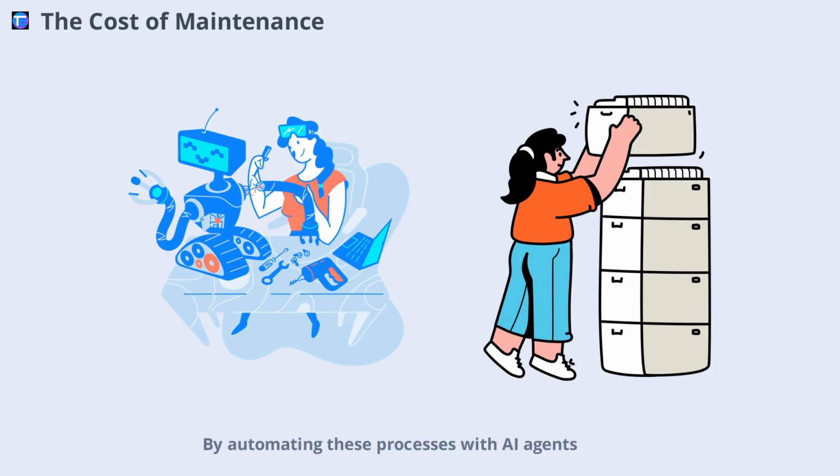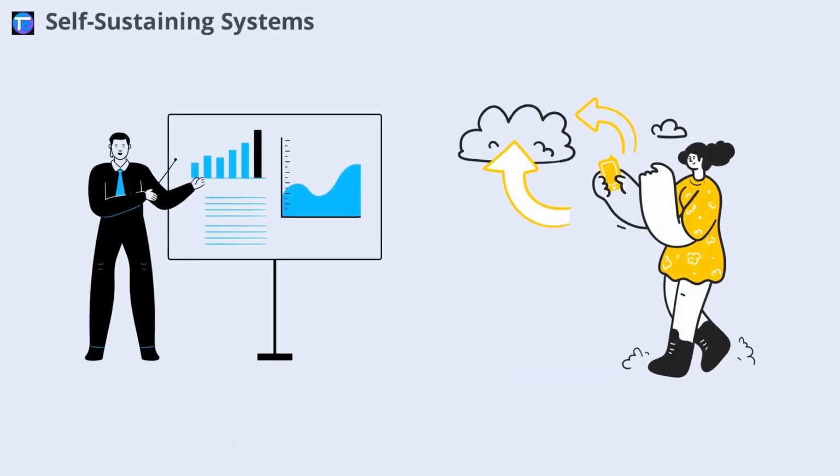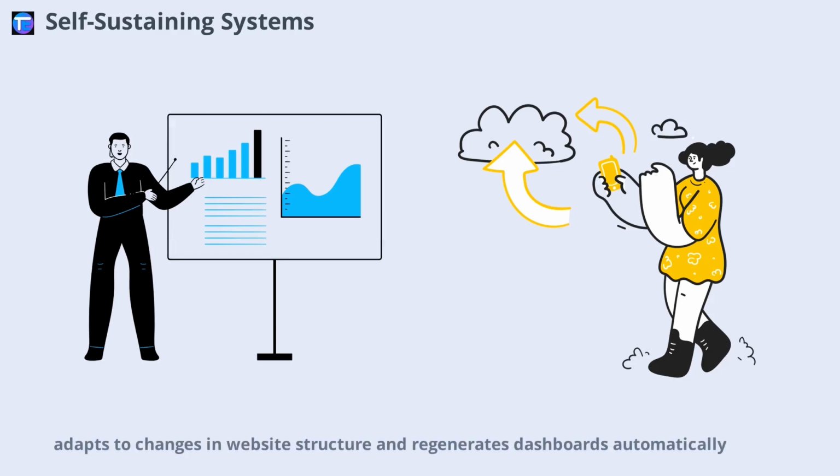By automating these processes with AI agents, organizations can reduce maintenance cycles, save on operational costs, and focus on delivering value. Imagine a system that not only scrapes data, but also adapts to changes in website structure and regenerates dashboards automatically. That's the promise of AI agent-powered pipelines. These systems can decide what to scrape, process the data, and update visualizations, all without manual intervention. For businesses, this means fewer disruptions, faster insights, and a more agile approach to data-driven decision-making.